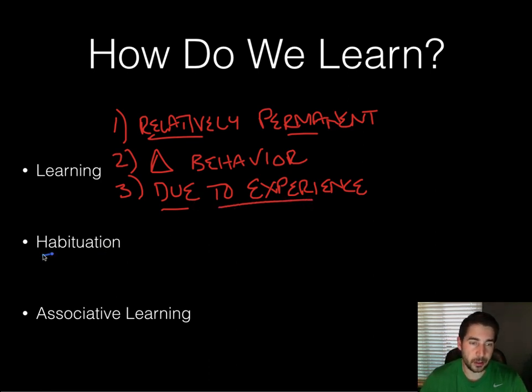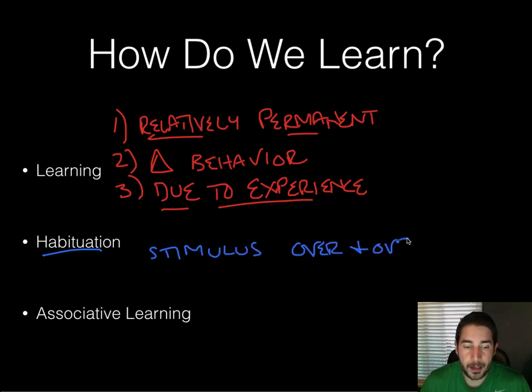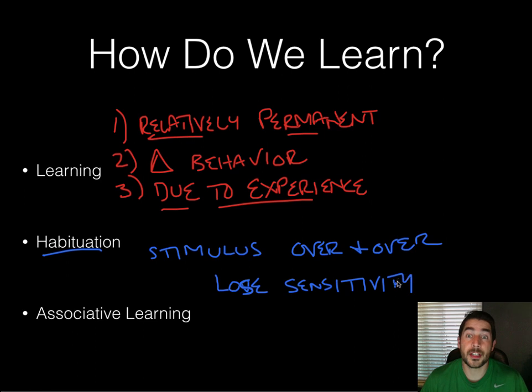Habituation occurs in learning when you receive the same stimulus over and over, okay? And when you receive it over and over, you lose sensitivity to it. Okay, so you lose your sensitivity to the stimulus.